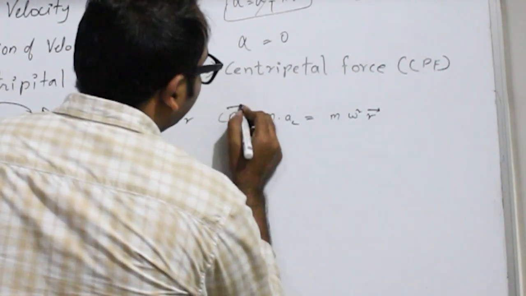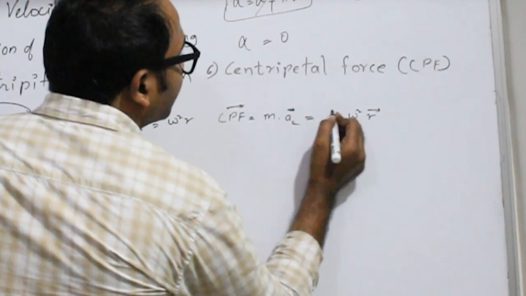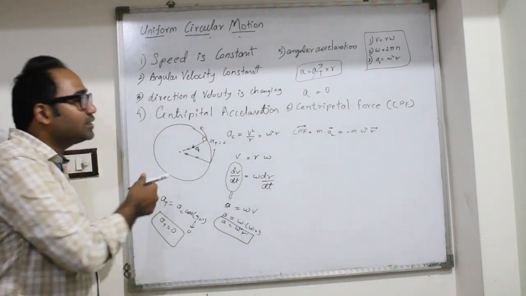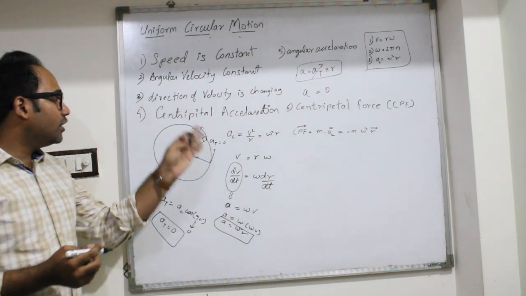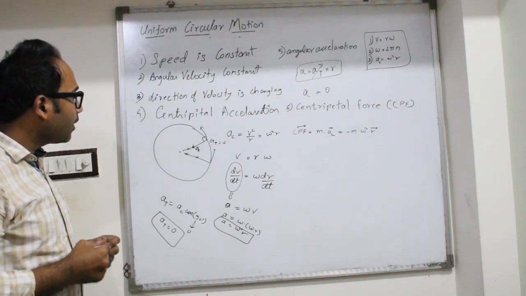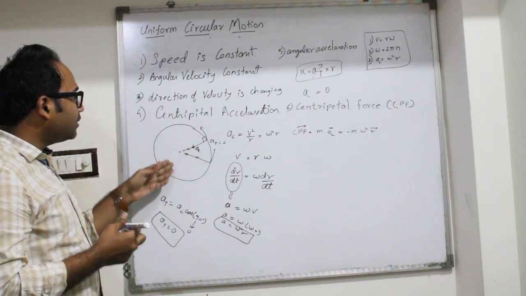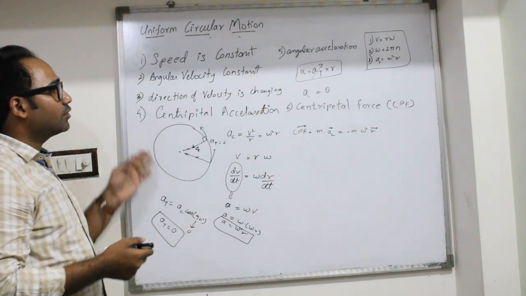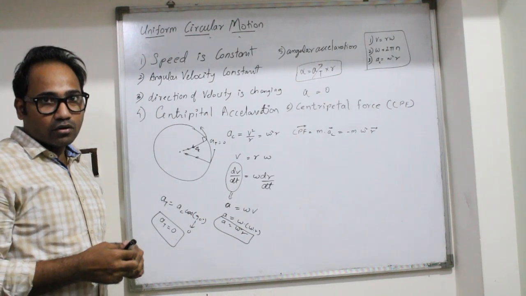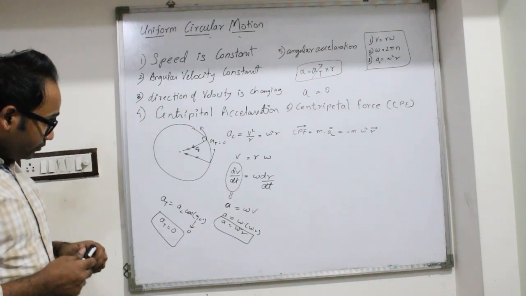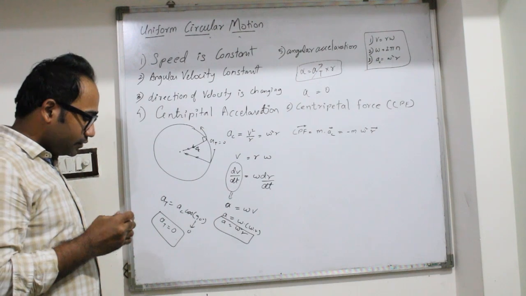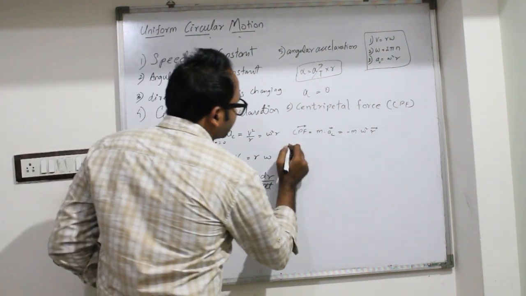In terms of, if I give it with respect to the vector, it would be a minus sign as it is acting towards the center of the circular motion. Okay? So this centripetal force is the resultant of all the forces that is making this circular motion possible. Okay? Okay. Now let's understand centrifugal force.